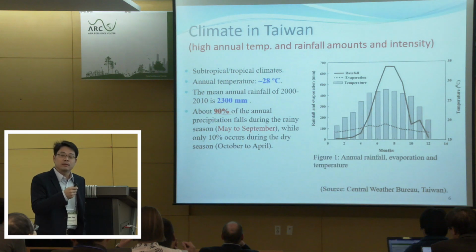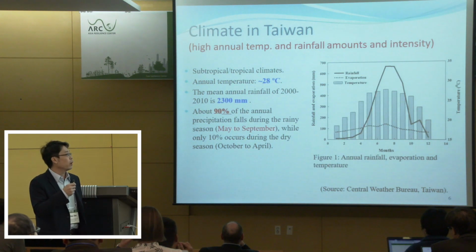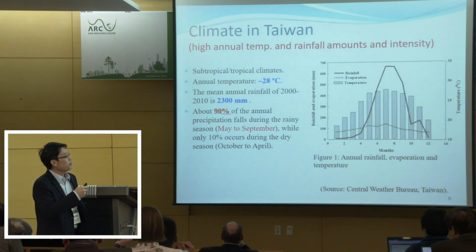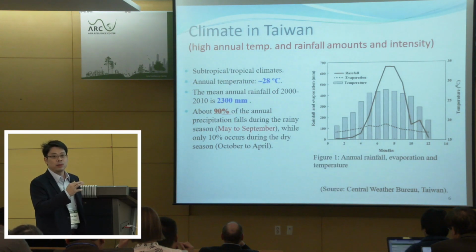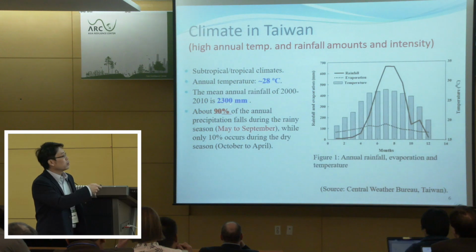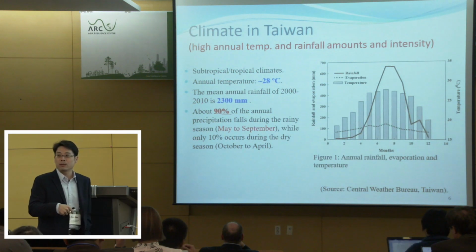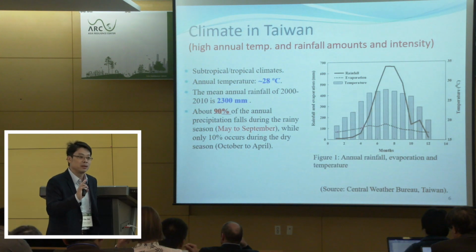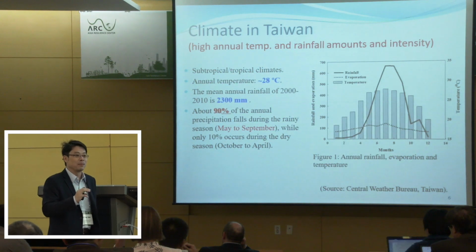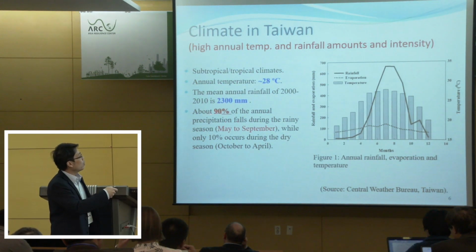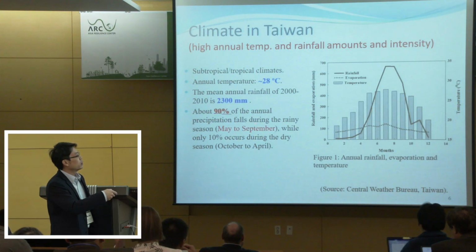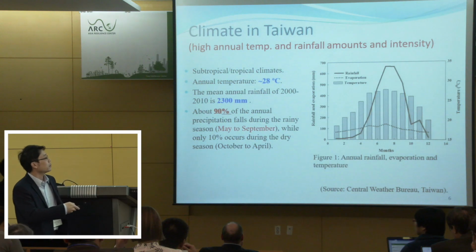Because we are located in the subtropical and tropical area, we get a very high annual rainfall, about 2,300 millimeters per year, and a very high annual temperature, about 30 degrees. So now you feel cold in Korea, but we are very hot in Taiwan. We have no winter, we only have summer. About 90% of precipitation falls during the rainy season, May to September.